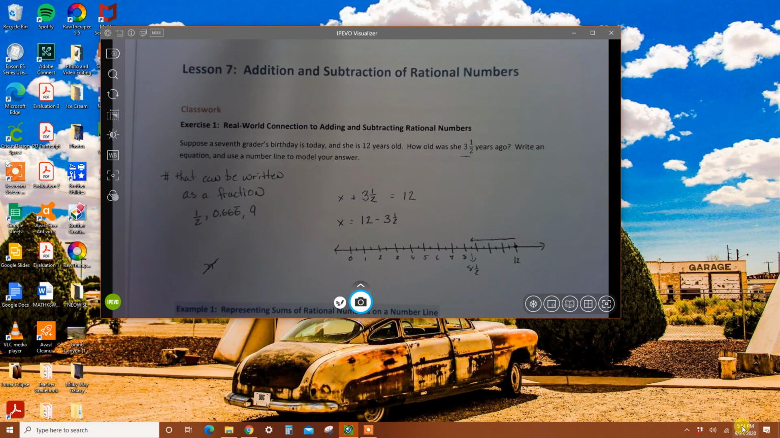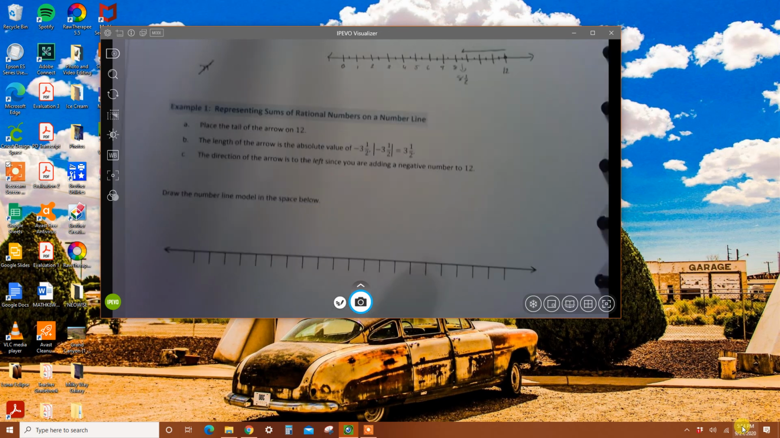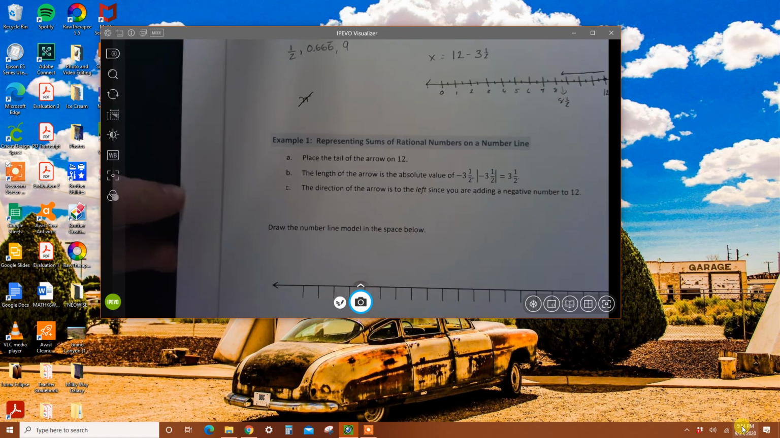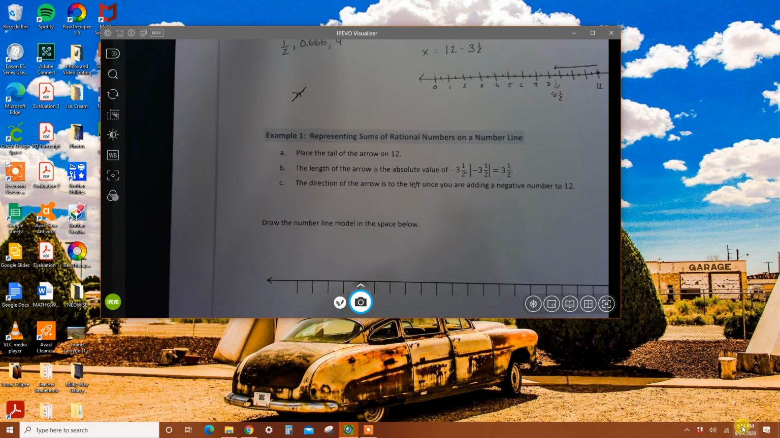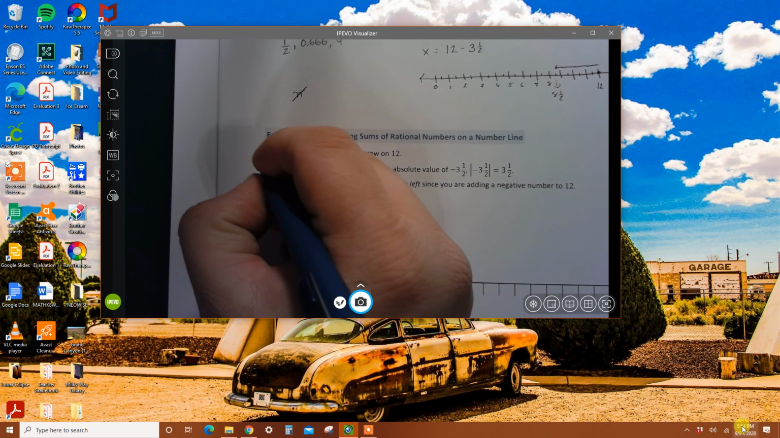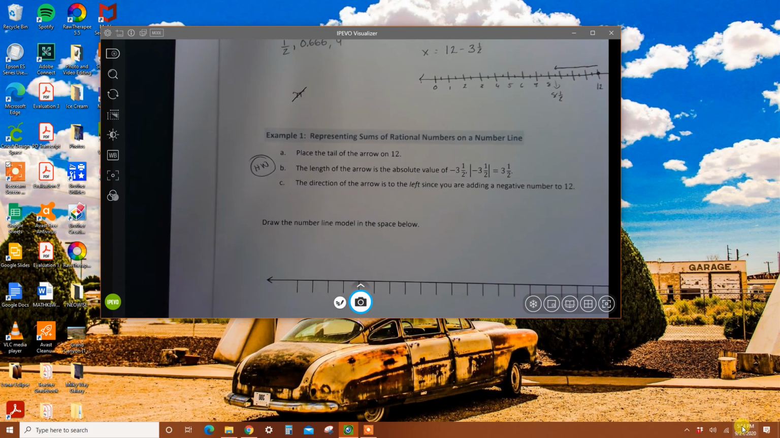Okay. Well, that's what we did. Now, we got some very interesting information here. It says to place a tail on the arrow. Place a tail on the arrow 12. So, wow, it's actually going to walk you through it. So, I'm going to keep my mouth closed, and I'm going to let you finish that part for homework.